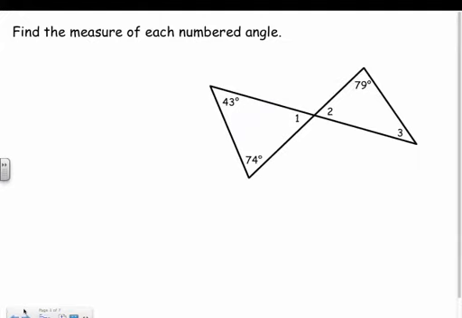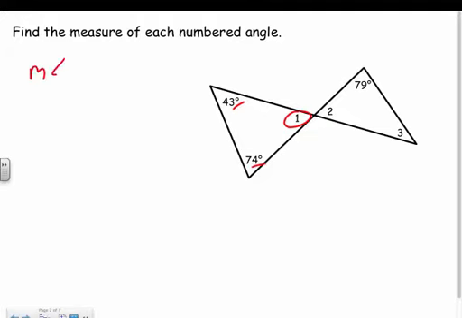We're going to use some of that information here. So first things first, some sort of picture. Let's use what we just learned. Find the measure of each numbered angle. Well, if I look, which one can I find first? 1, 2, or 3? Well, of course, number 1, because I know these two other guys right here, 43 and 74, and I know triangles add up to 180.